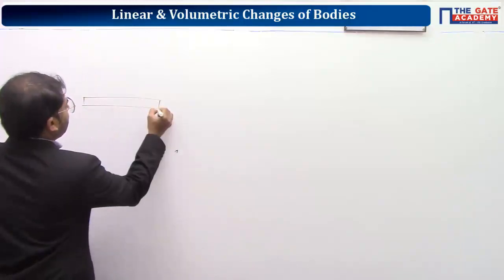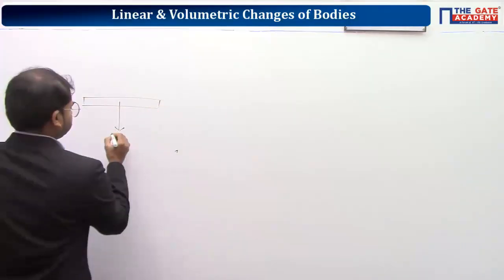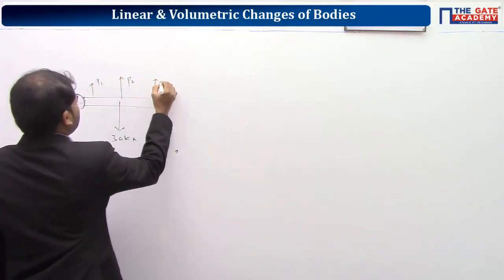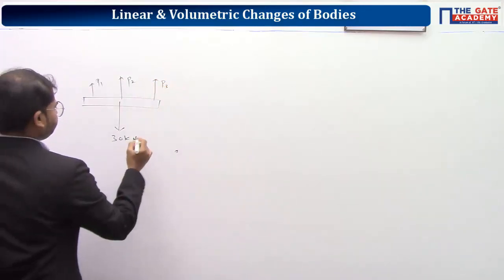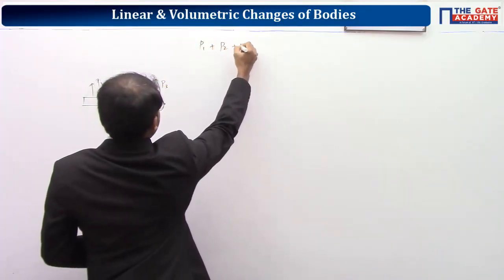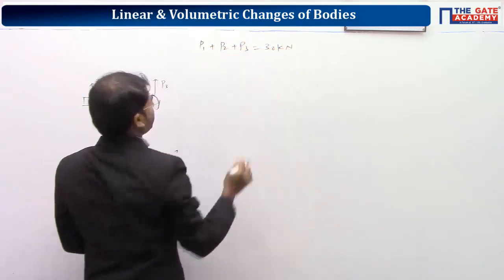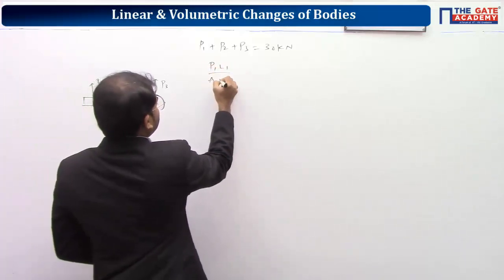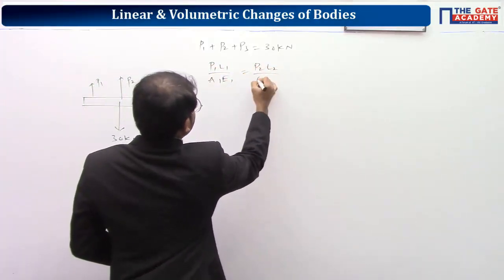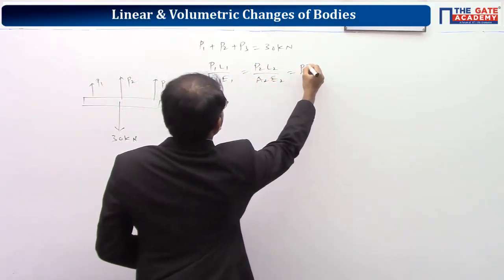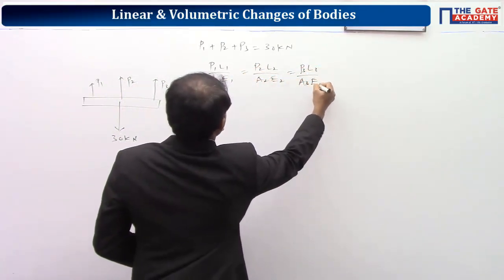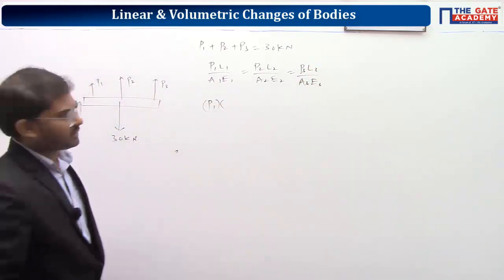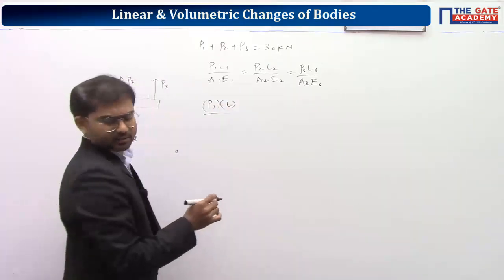If you take the bar, it is experiencing a 30 kilonewton force, and here there is P1, this is P2, let's say this is P3. We have P1 plus P2 plus P3 is equal to 30 kilonewton. Now for the rods' elongation, P1 L1 by A1 E1 is equal to P2 L2 by A2 E2 is equal to P3 L3 by A3 E3. P1 into length of the first one, given as L, area is 3A.